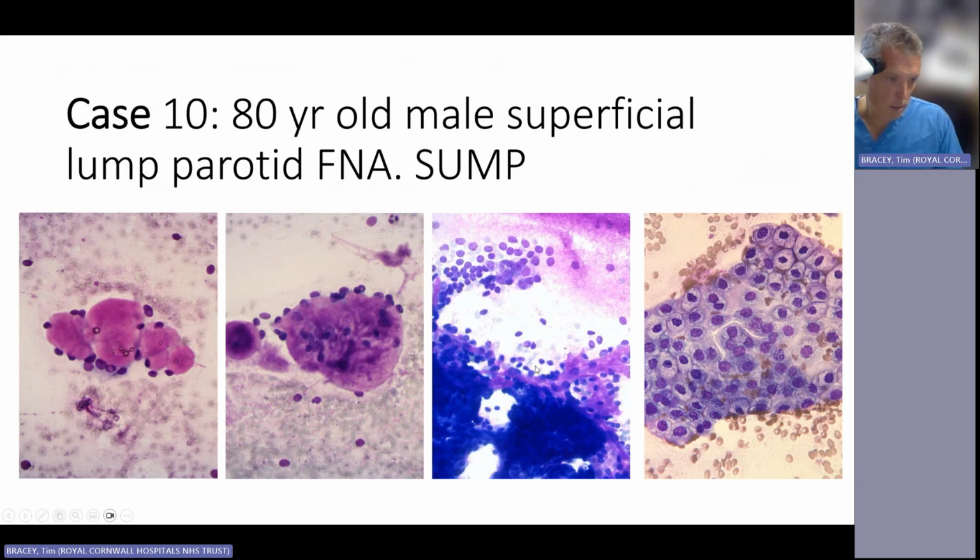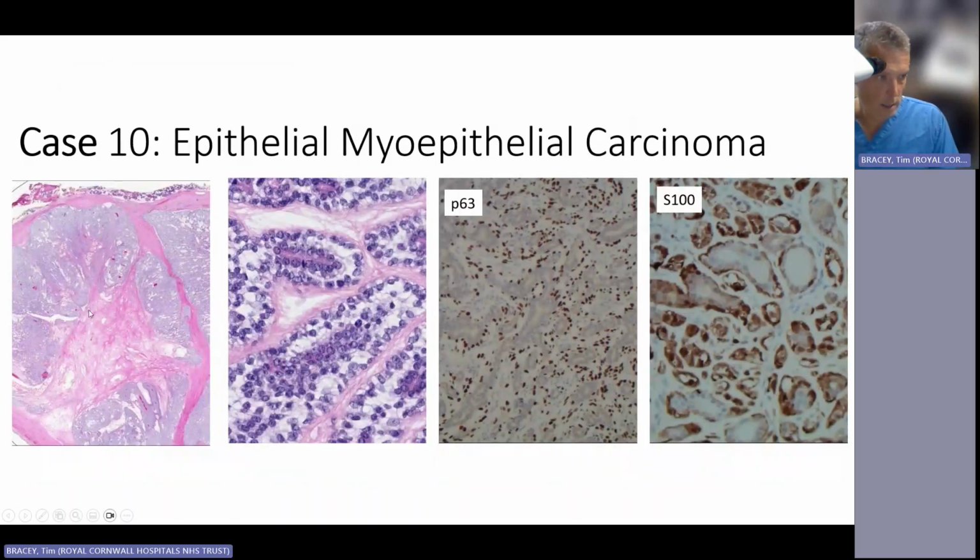But you've also got some areas that look a bit more like pleomorphic adenoma. You've got more fibrillary stromal material and some dispersed myoepithelial cells spreading around as well. I just managed to find one area where the cells had a clear cell appearance like that. And this turned out to be epithelial myoepithelial carcinoma.